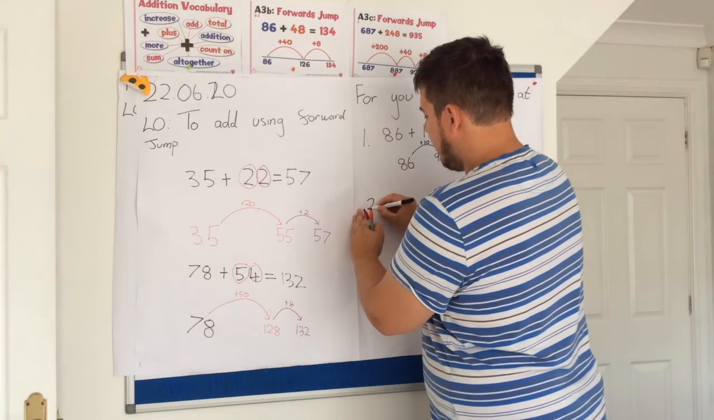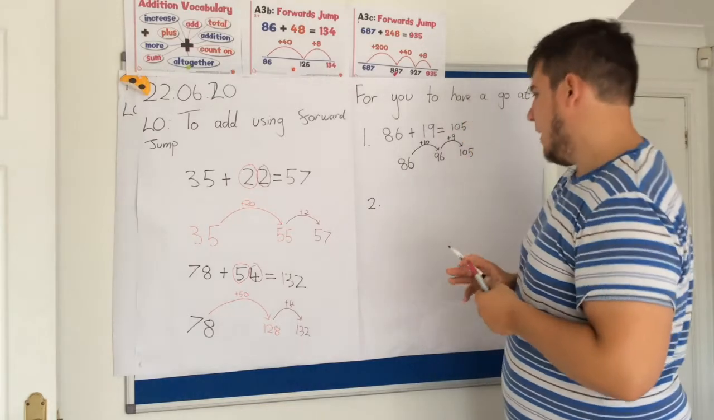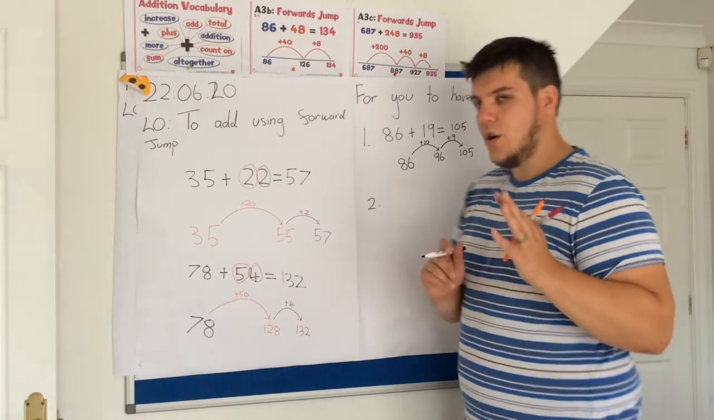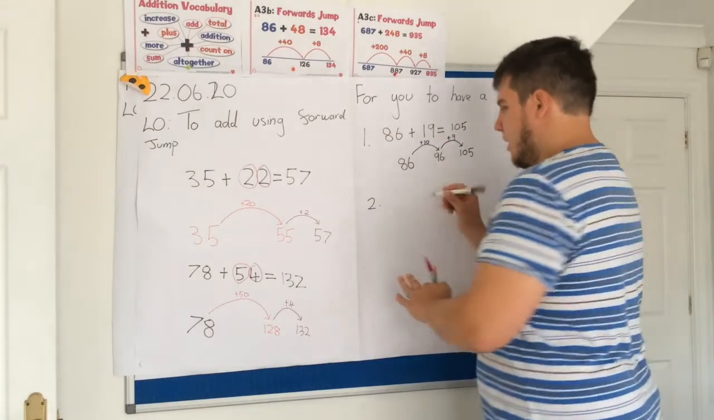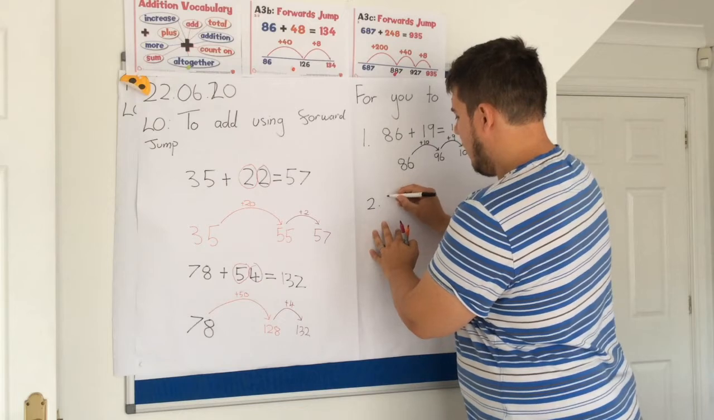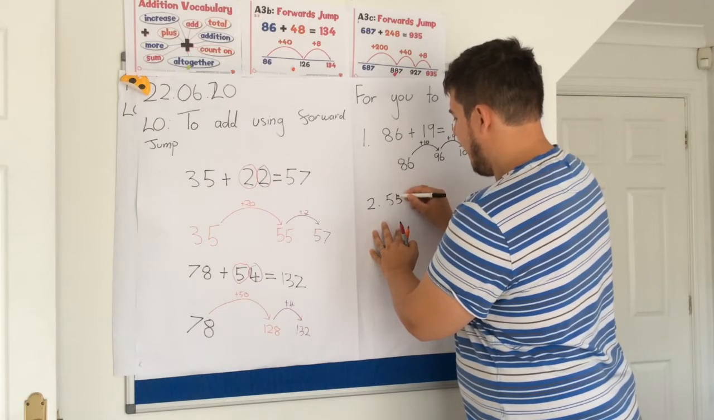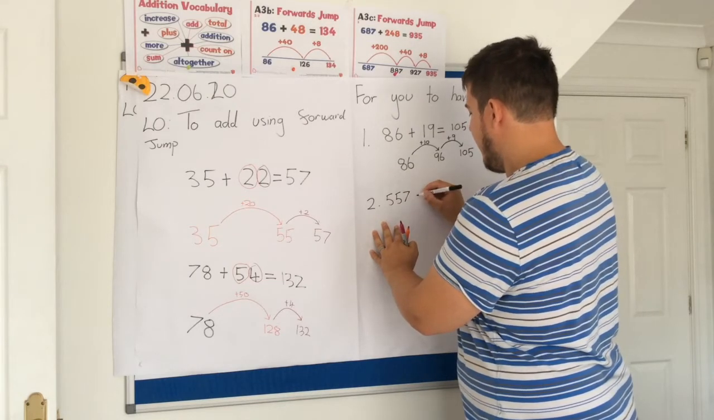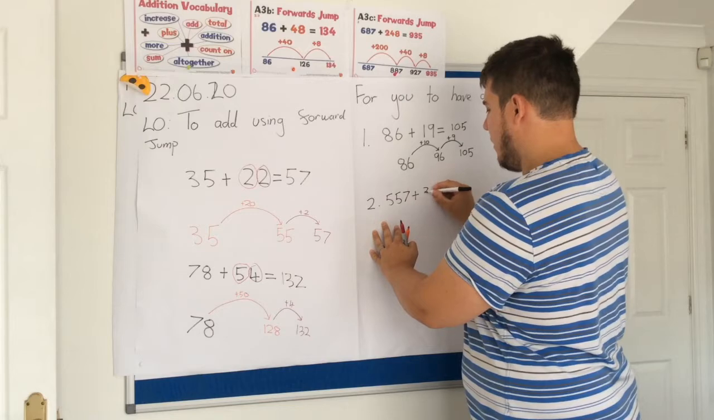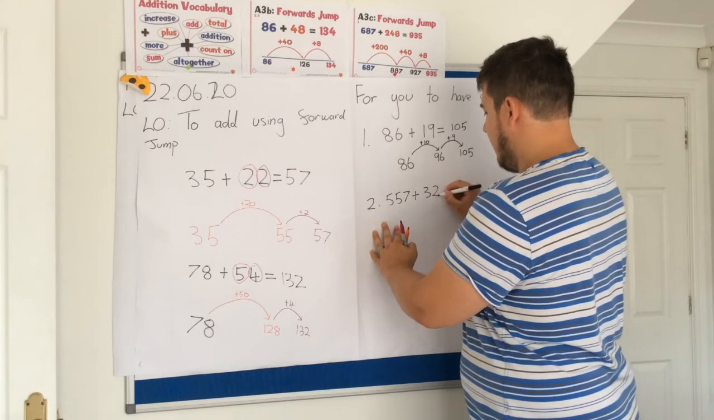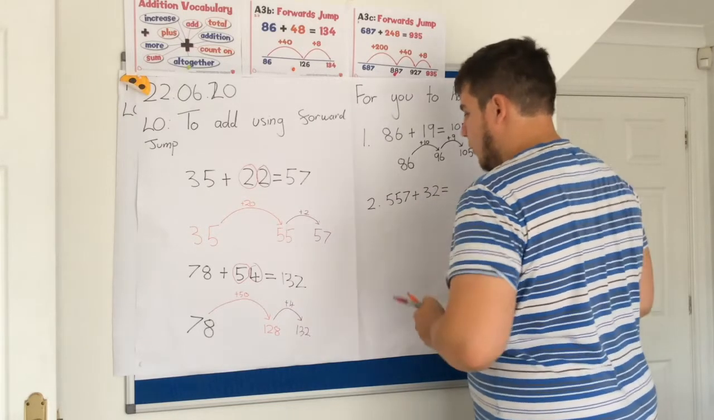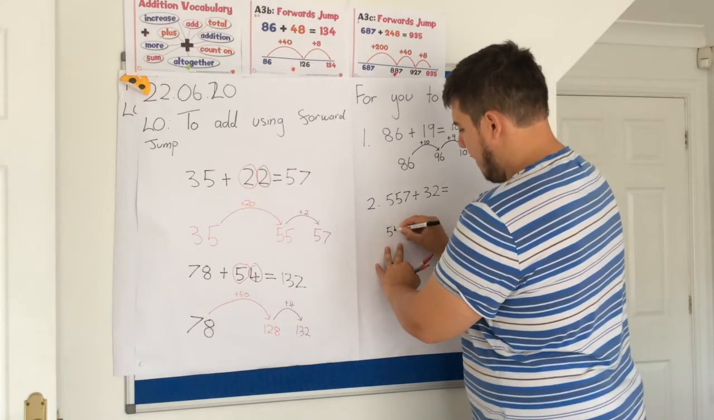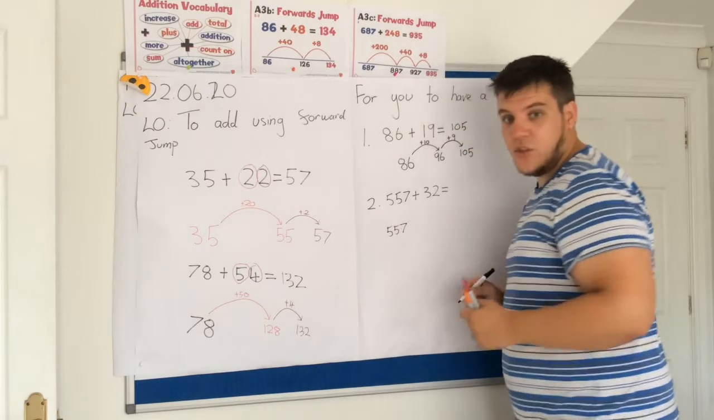Okay, level 2. We're going to do a 3 digit, add 2 digit. Okay, so William starts off. 5, 5, 7, 3. And a 7, so 557, add 32. Okay, so I'm going to work this out in exactly the same way. So I'm going to start off with my 557, because that's my first number.